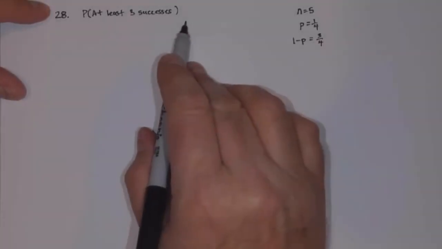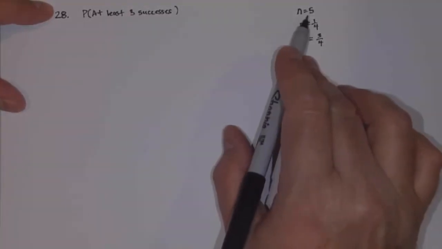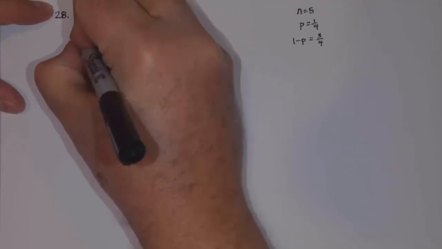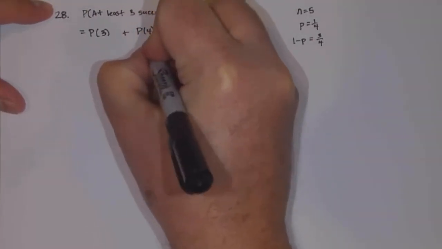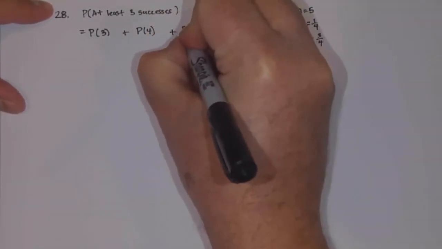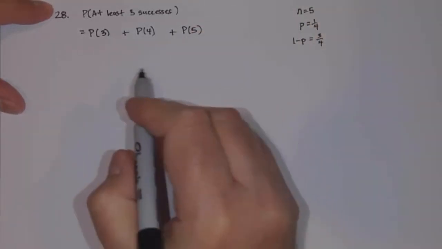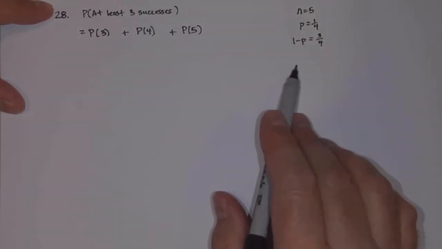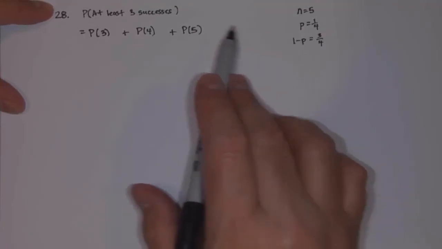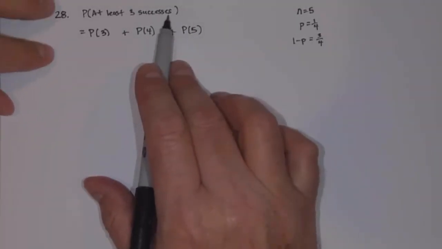Now, if we're going to have at least 3 successes out of the 5 questions, then that means we need to find the probability of 3 successes. We need to find the probability of 4 successes. We need to find the probability of 5 successes and add those 3 things up, and that will be the probability of at least 3 successes.